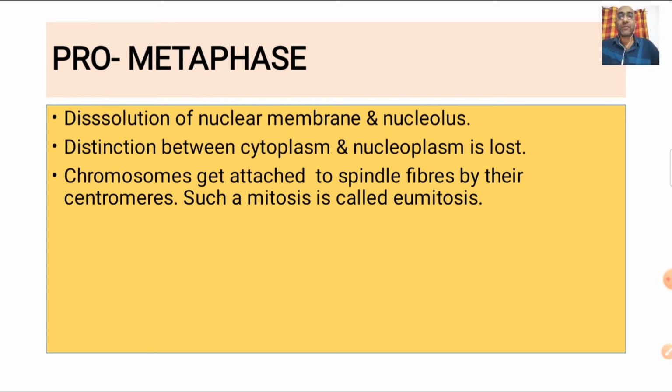Due to disintegration of the nuclear membrane, the distinction between cytoplasm and nucleoplasm is lost, as there is no boundary. Now the chromosomes are attached to spindle fibers by centromeres. Such a mitosis is called eumitosis. Actually, these spindle fibers are not directly attached to centromeres. Rather, some disc-shaped structures called kinetochores are connected to centromeres, and the spindle fibers are attached to them.